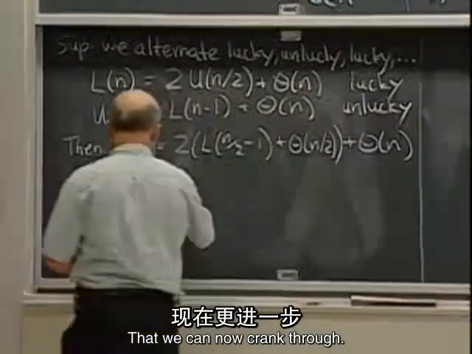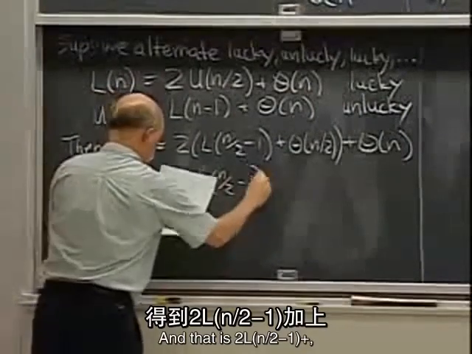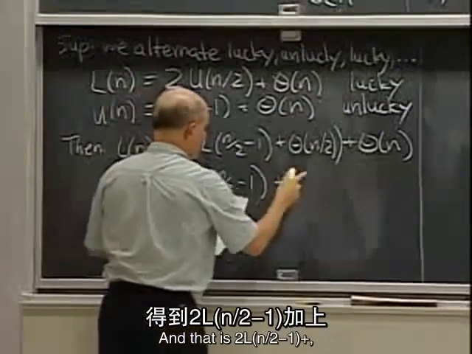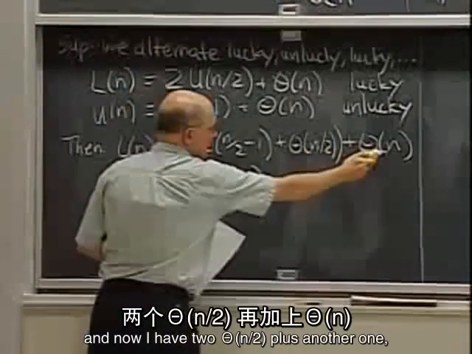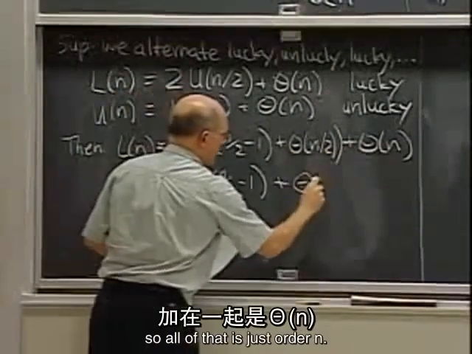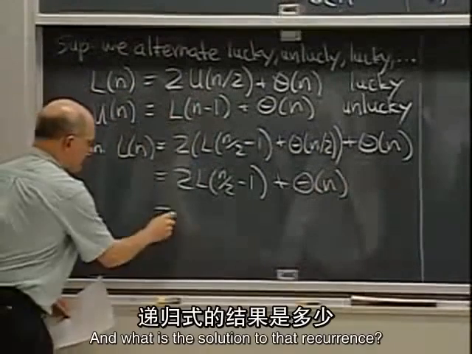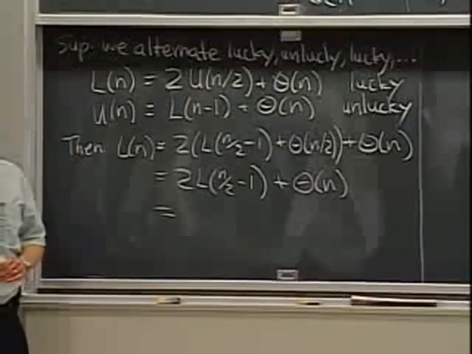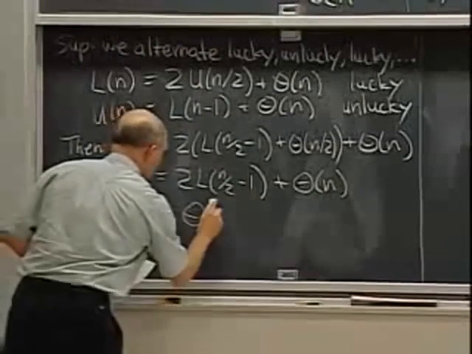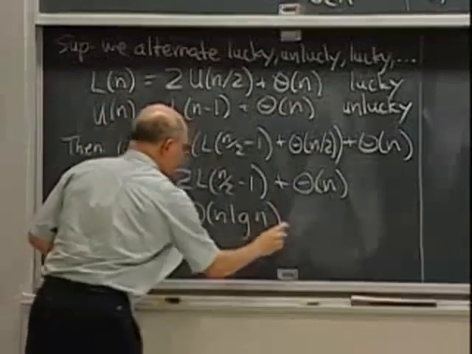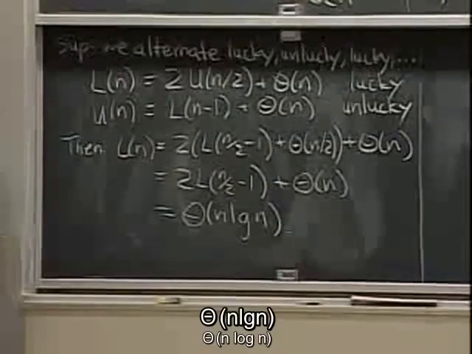So that we can now crank through, and that's 2 L of n over 2 minus 1, plus, now I have 2 theta n over 2's plus another 1. So all of that is just order n. And what's the solution to that recurrence? N log n. Okay, theta n log n.